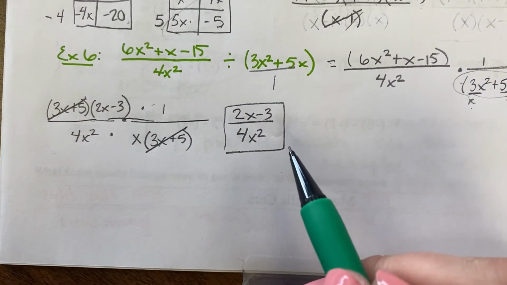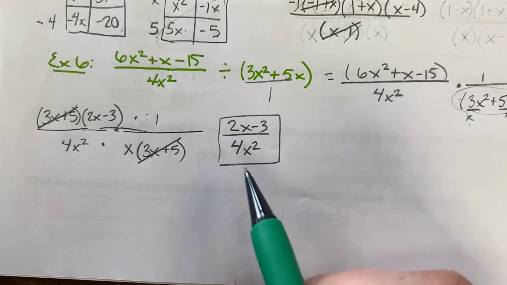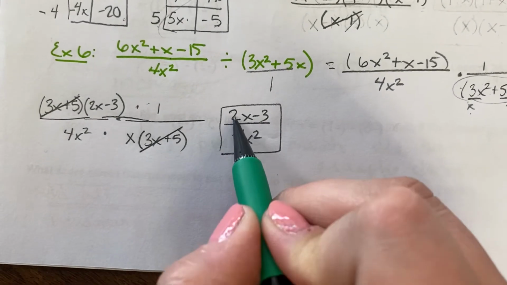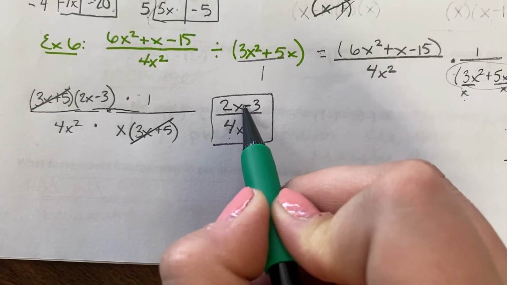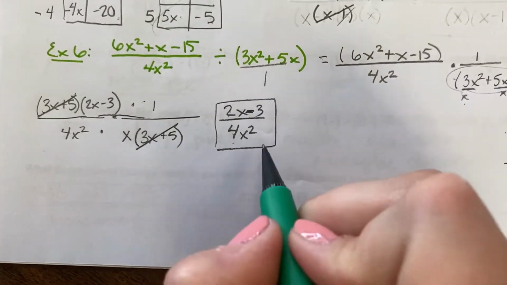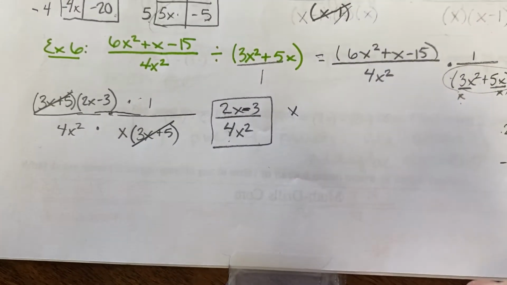And there's nothing more that I can undistribute. There's nothing more that I can unfoil. There's nothing that I can reduce. Note that you can't reduce these since there is that minus sign right here. So that means that's my answer, and I just need my restricted domain.